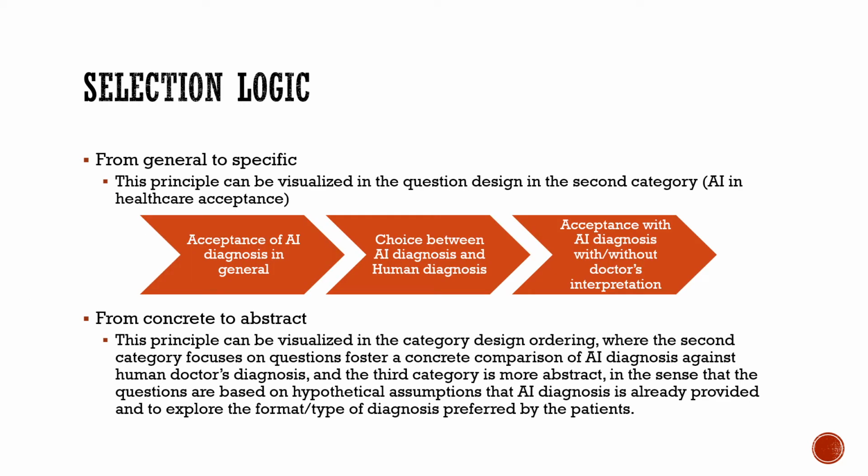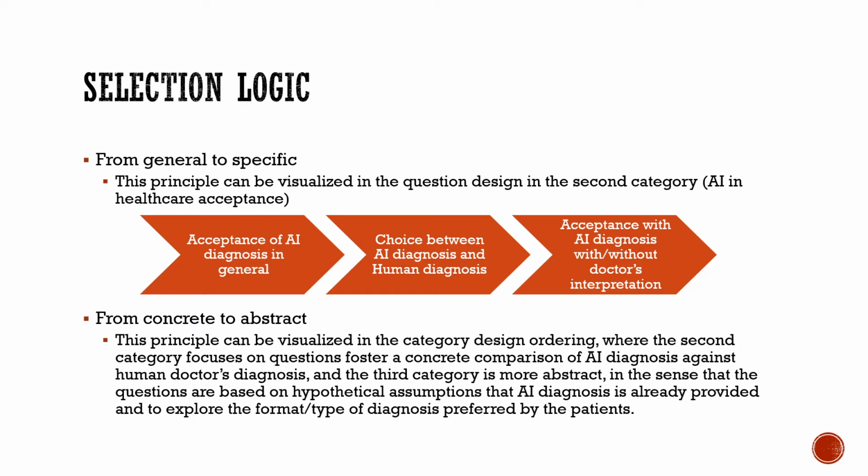Now we talk about the selection logic principles. So we design our survey based on 2 principles. The first one is from general to specific. This principle can be visualized in the question design in the second category, specifically AI in healthcare acceptance.